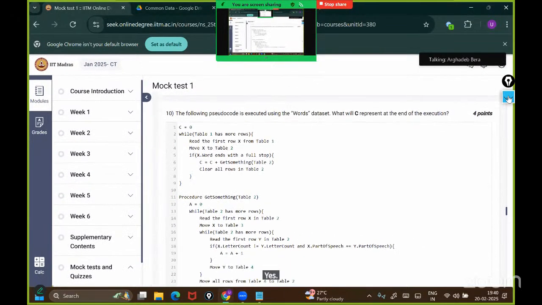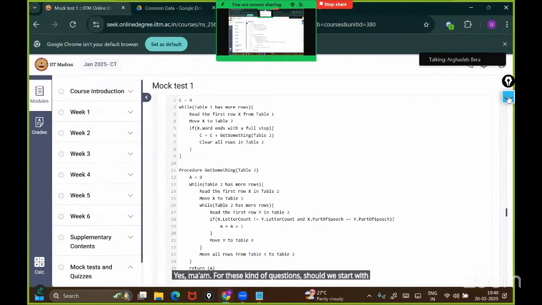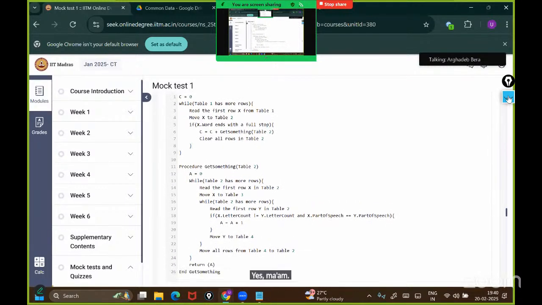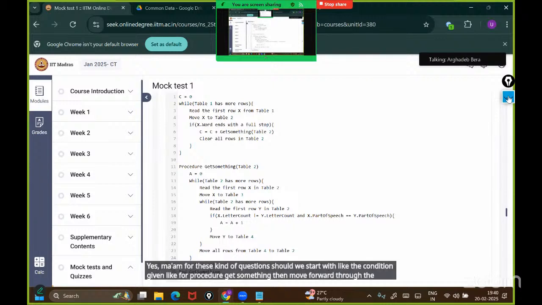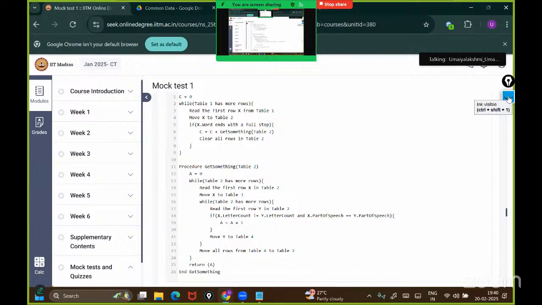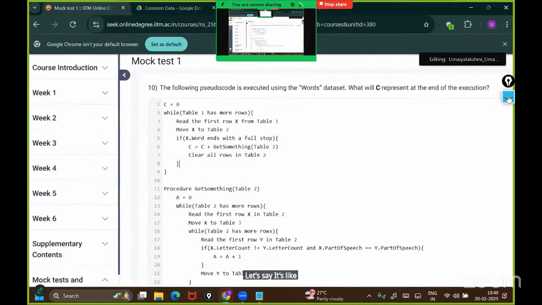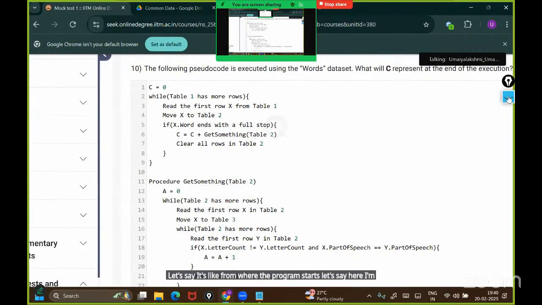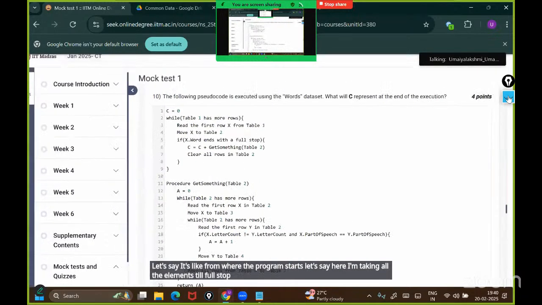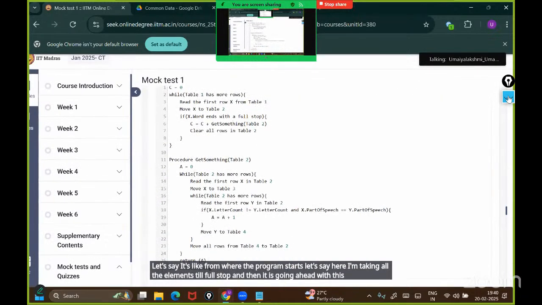For these kinds of questions, should we start with the condition given, like for the procedure get something, then move forward, or should we start from the start? Let's say it's from where the program starts. Here I'm taking all the elements till the full stop, and then it is going ahead with this get something. Again, it is back to that method, right?